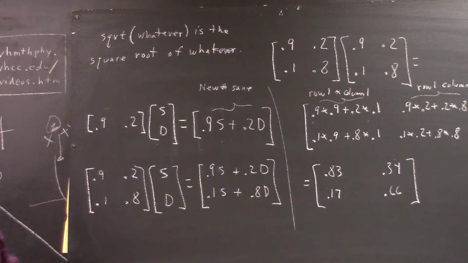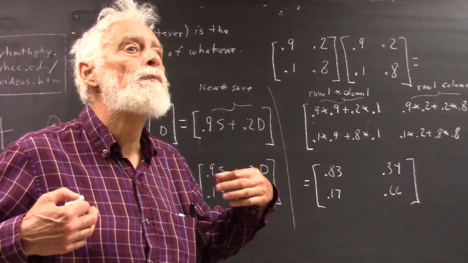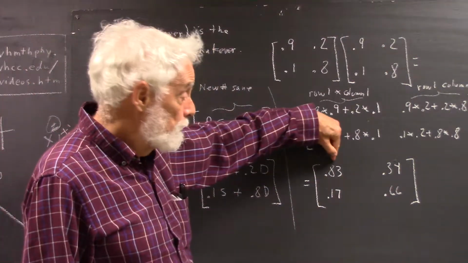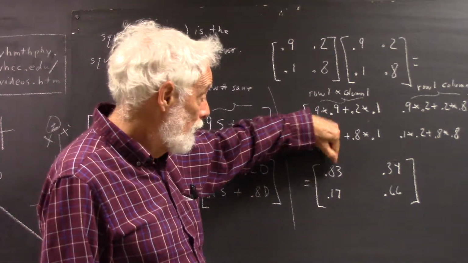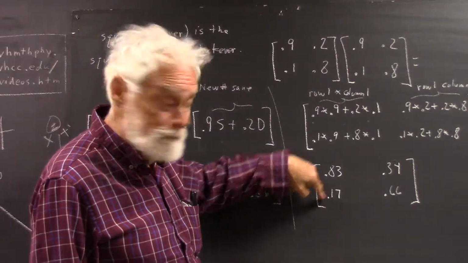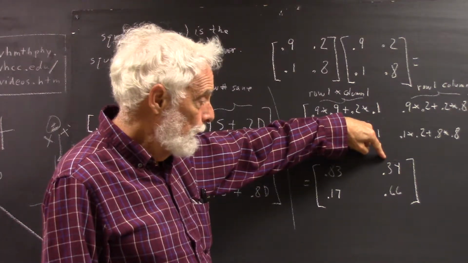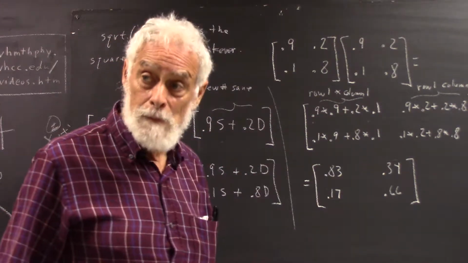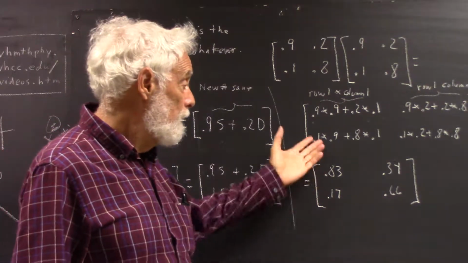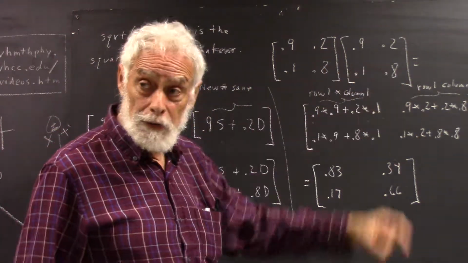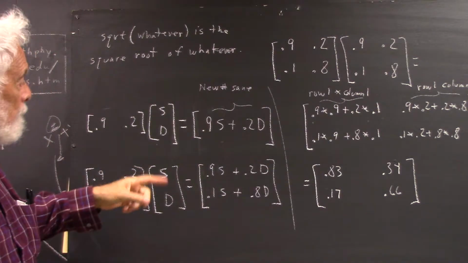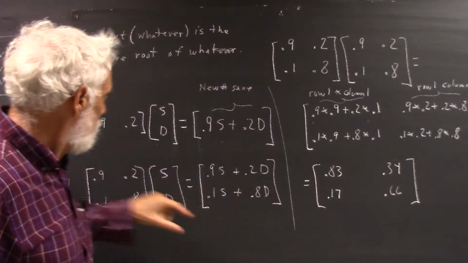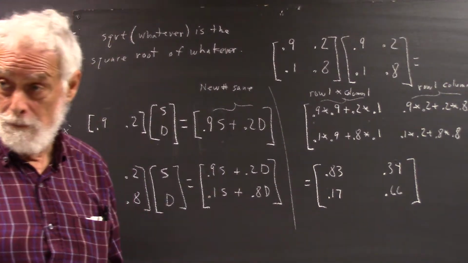Now this could be interpreted as a sane-demented matrix, where 83% of your sane stay that way and 17% become demented, and 34% of your demented become sane and 66% of your demented stay that way. Okay? So this would be the result of two transitions. If I multiplied this out and then multiplied this result by the same matrix, this is what I would get.